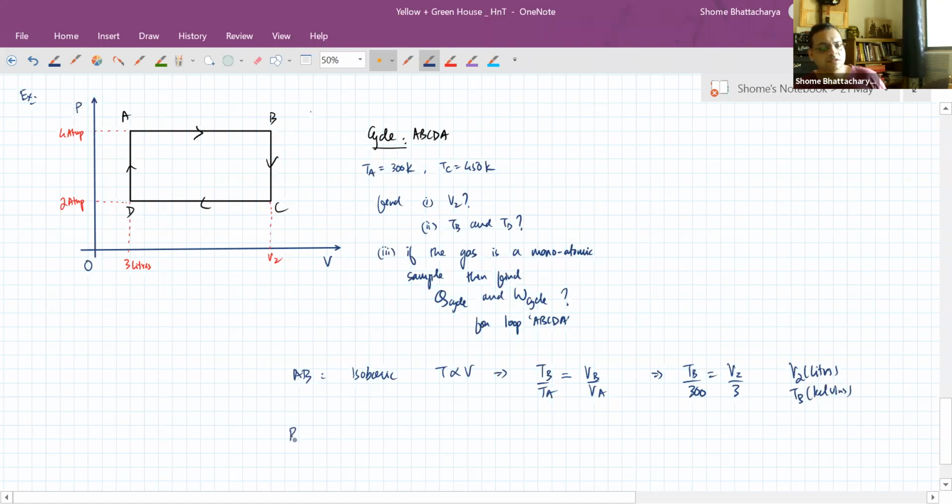Now you can see that BC is isochoric. So pressure should be proportional to temperature. So temperature at C divided by temperature at B should be equal to pressure at C divided by pressure at B. So this temperature at C is given to us as 450, divided by this unknown temperature should be equal to this ratio of pressures, which will become half.